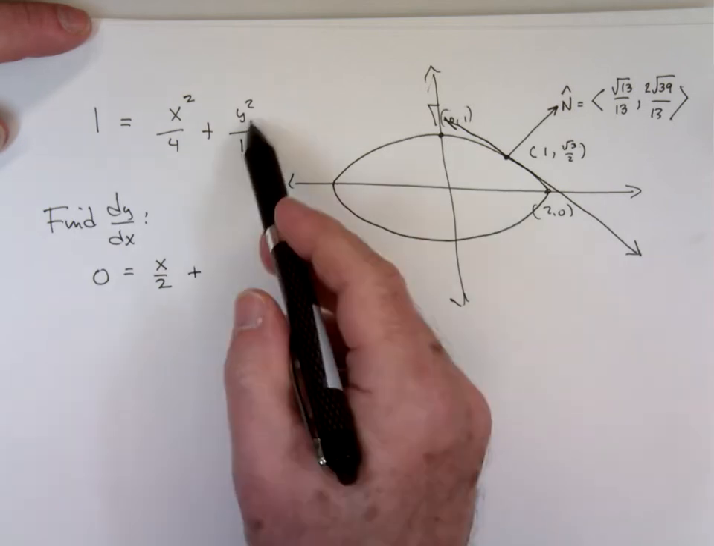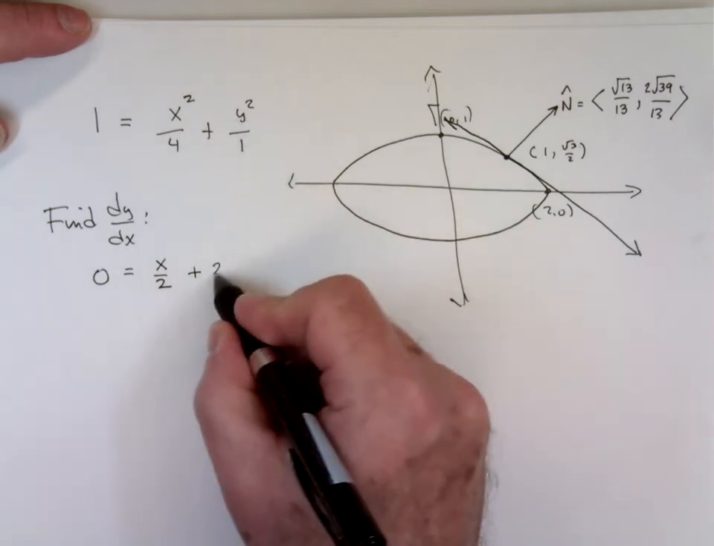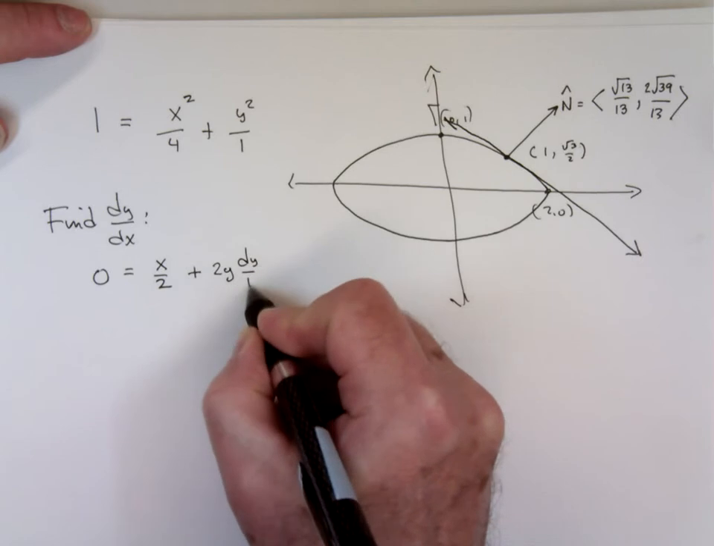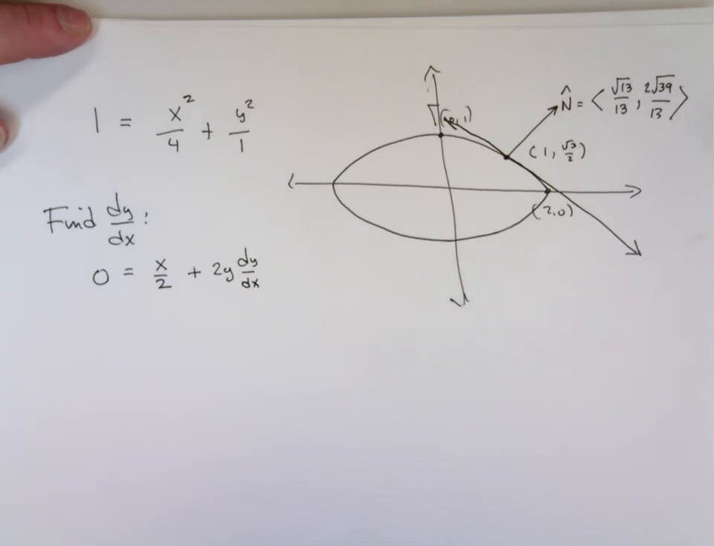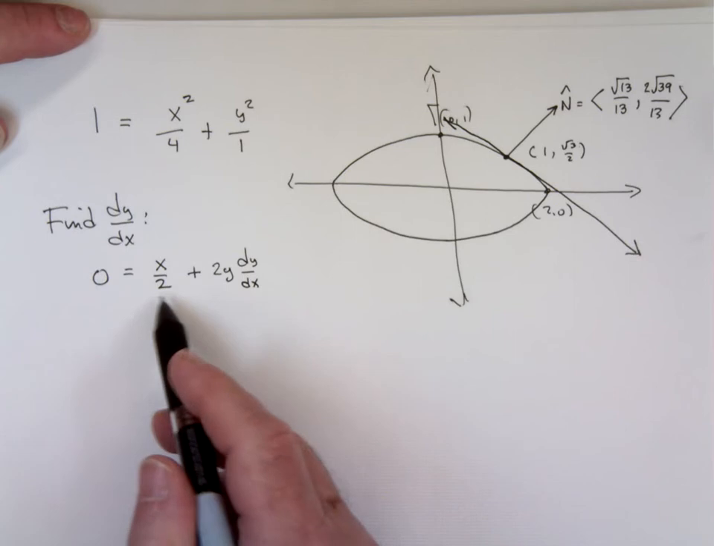Take the derivative here, you get 2y dy dx. Okay. Let's move this guy over.